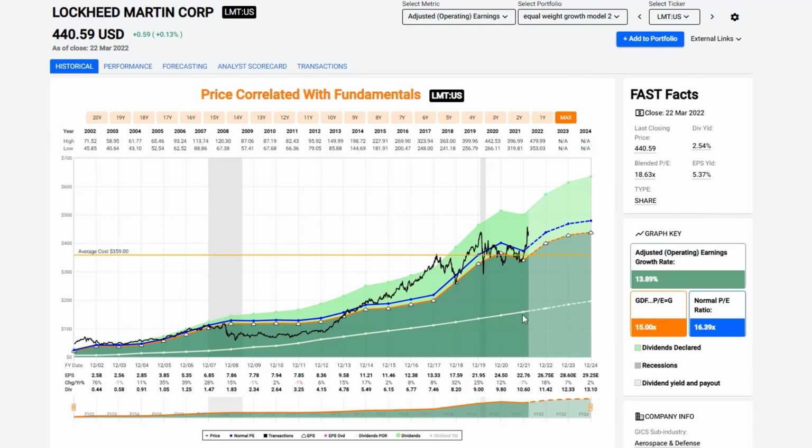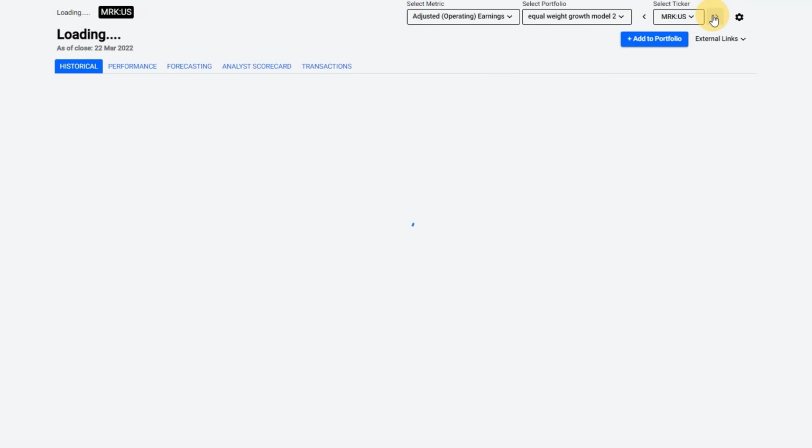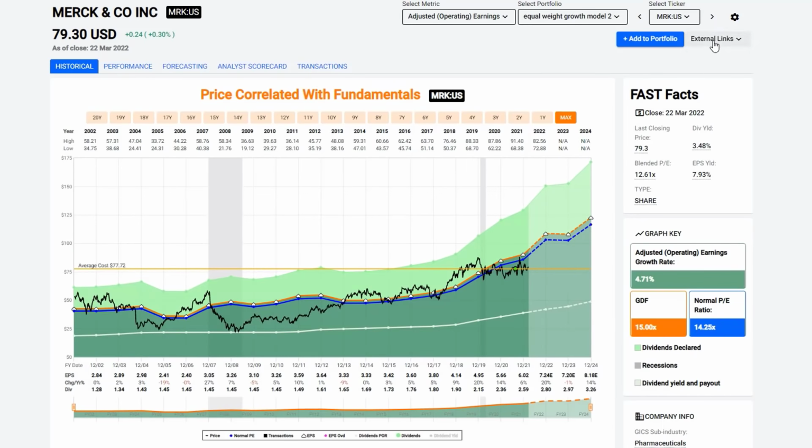Lockheed Martin has gone straight up since we bought. Well, it actually dropped initially, and now it's gone up, but I do consider this one overvalued. And I'm emphasizing that because you've got to take into consideration valuation, growth, and dividend yield. I talked about that in the last video.